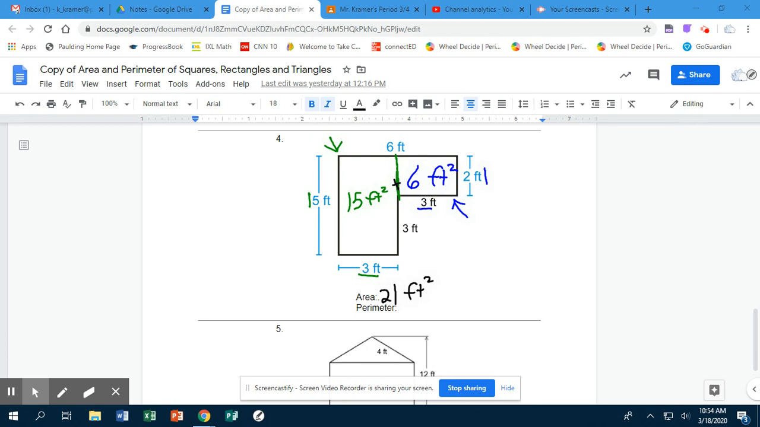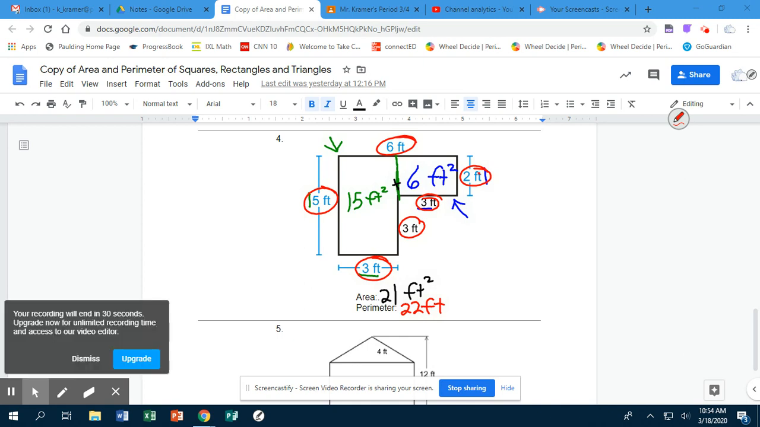All right, for perimeter, same thing we've been doing. You're just going to add up all the sides. So 3 plus 5 plus 6 plus 2 plus 3 plus 3. If you add all of these together, you'll end up with 22 feet. That is not squared. Only area is squared.